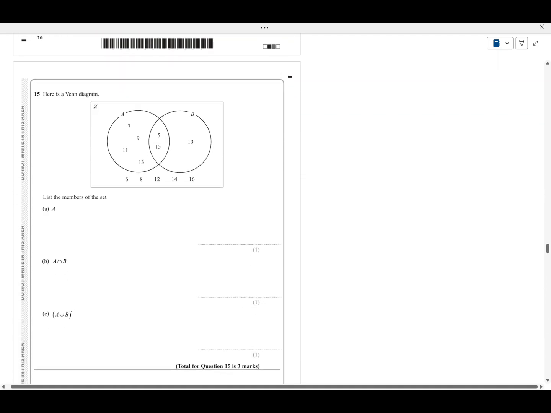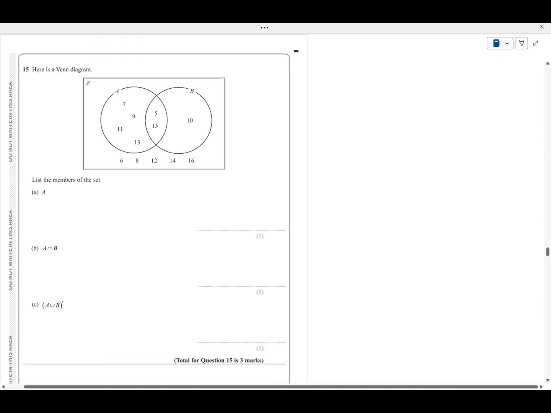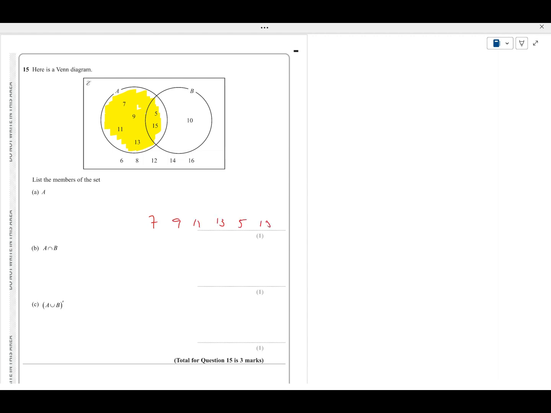Question 15. Here is a Venn diagram. List the members of set A. Well, that's every member who appears in set A. So it's going to be all of those: 7, 9, 11, 13, 5, and 15.